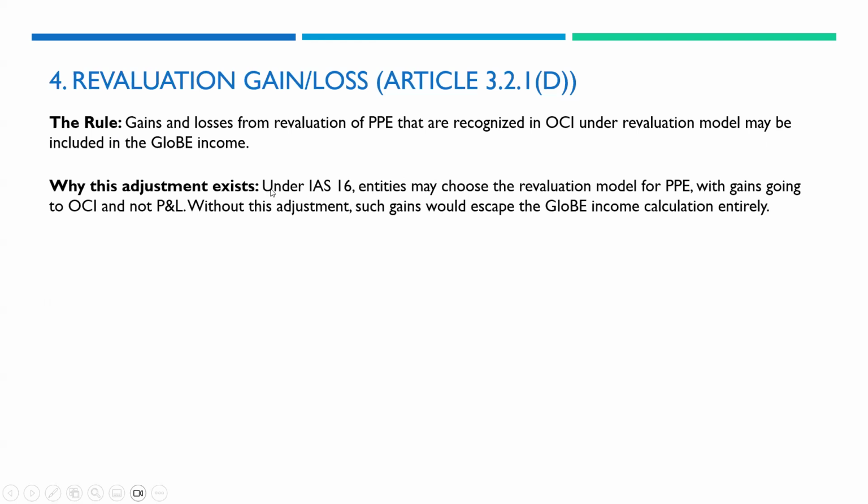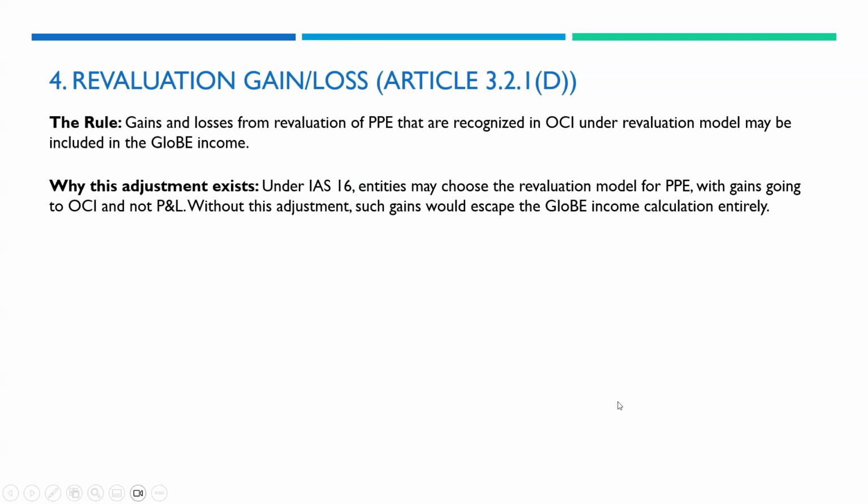So, why this adjustment? Under IAS 16, entities may choose the revaluation model for PPE with gains going to OCI and not P&L. Without this adjustment, such gains would escape the GloBE income calculation entirely. So they want to tax revaluation gains. Because if I have a revaluation gain, my depreciation expense would be more next year, correct? So I get more depreciation expense, but this gain is not taxed at all.